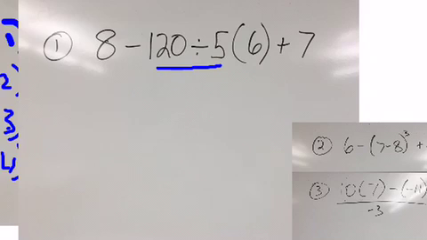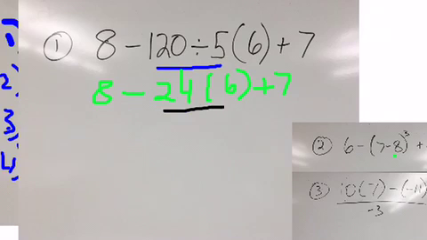I'm going to change colors here, go to green. That's going to be 8 minus 120 divided by 5. 5 goes into 12 twice, 2 left over, and bring down the 0, that's 20, so 5 goes into 20 4 times. So that's 24, 5s go into 120. Then you have to do the times 6, bring that over, and then you have the plus 7. Now I have to do the multiplication right here, that comes next. So the 8 goes down, minus 24 times 6.